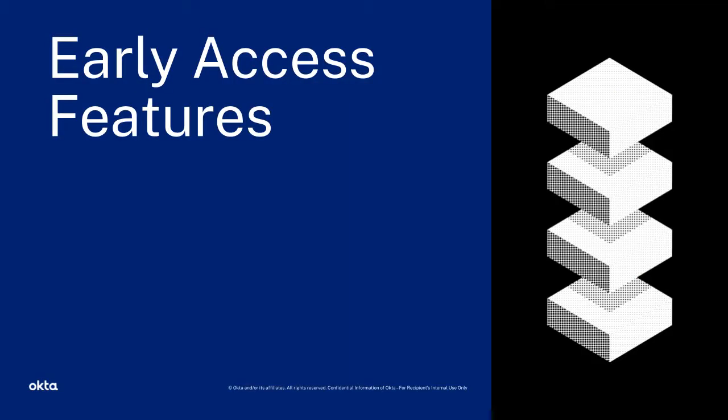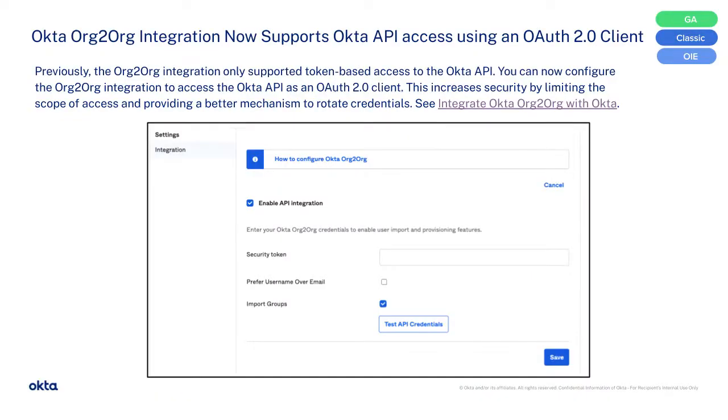Let's conclude with early access features. Previously, the org-to-org integration only supported token-based access to the Okta API. You can now configure the org-to-org integration to access the Okta API as an OAuth 2.0 client. This increases security by limiting the scope of access and providing a better mechanism to rotate credentials. See Integrate Okta org-to-org with Okta for more information.